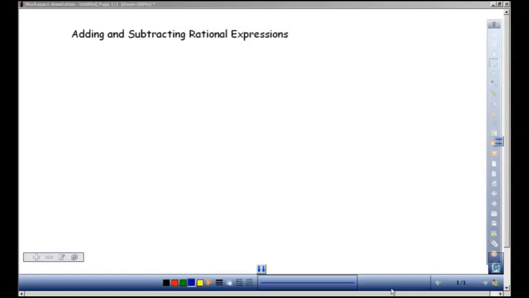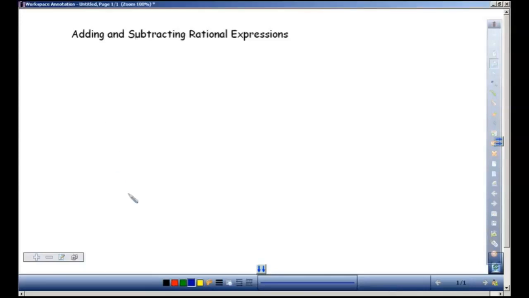How do we add and subtract rational expressions? Last week we reduced and we multiplied and we divided, but we didn't get into adding and subtracting. And so we took a whole day and we just talked about finding LCMs when we have polynomials and monomials. And then how do you write fractions with common denominators?